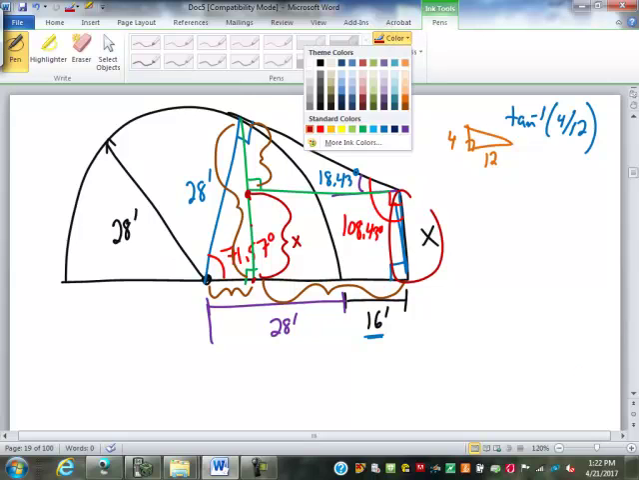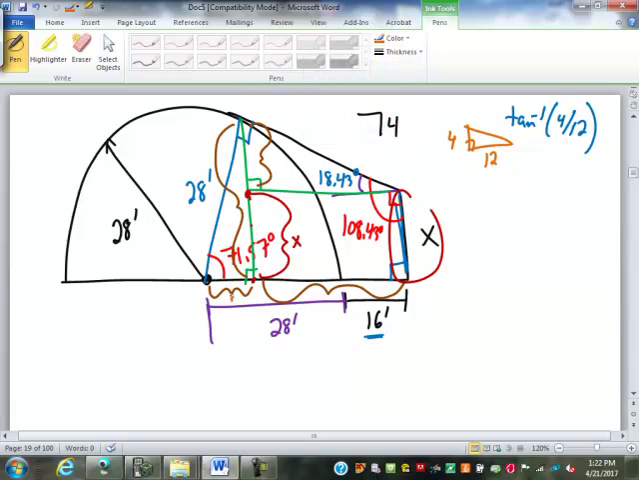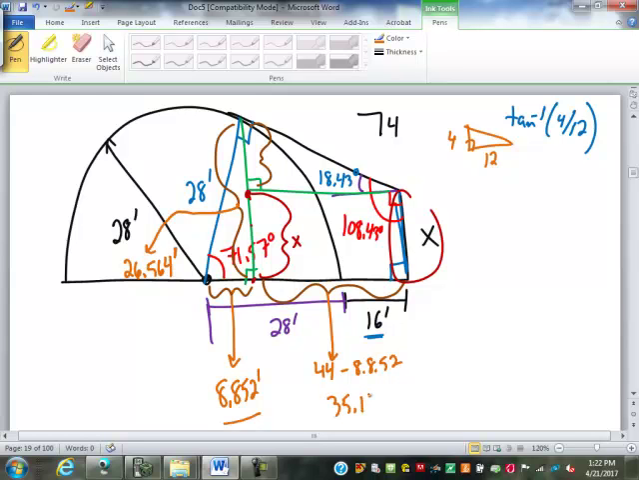Okay, so I do need to find this length right here. What is it? This one. 8.852. Do you all concur? Yes. What is this length right here? 26.564. Do you all concur? Yes. So, if this is 8.852, that means this one is 44 minus 8.852. Otherwise known as 35.148, correct? Which means that this piece is 35.148.